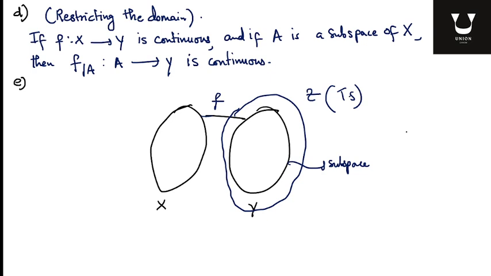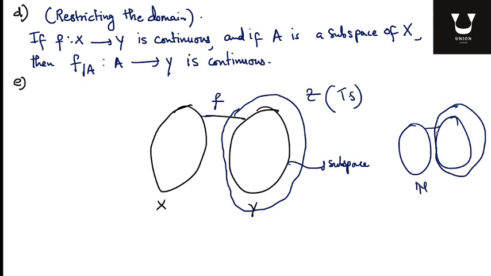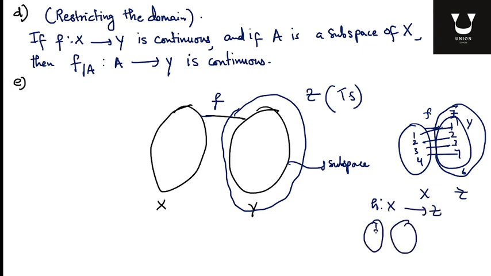For example, for the sake of example, suppose this is y, this is x, this is z. Suppose 1, 2, 3, 4 is there, 1, 2, 3, 4 is there, and the map is something like this. And suppose in z we have 5, 6, 7. Now I define a map h from x to z by 1, 2, 3, 4. I'm just expanding the codomain of F, and I'm defining a new map H from X to Z.